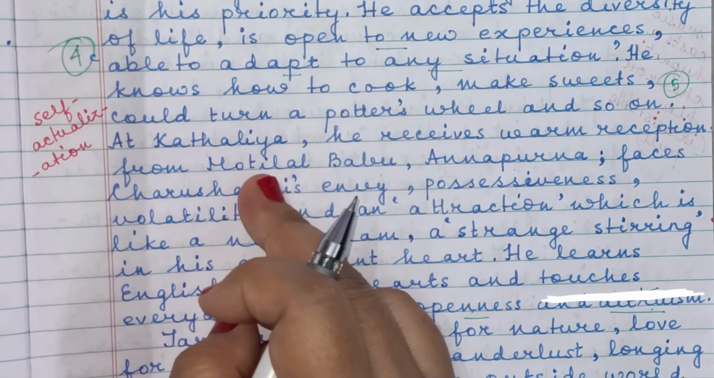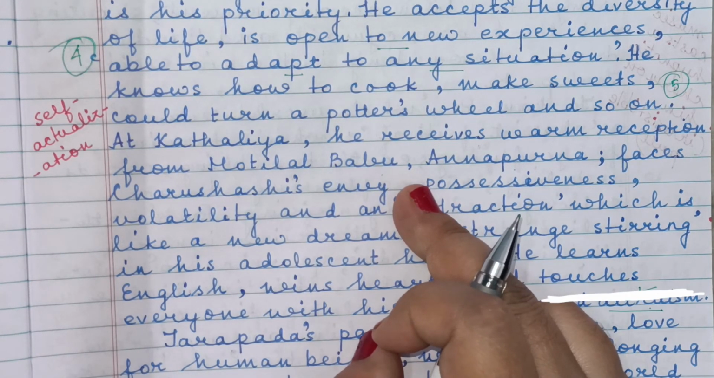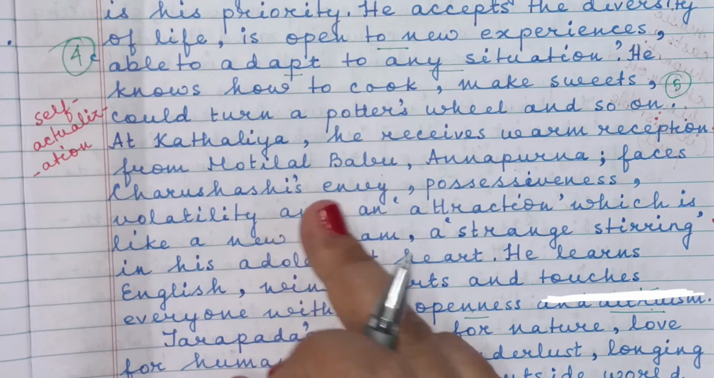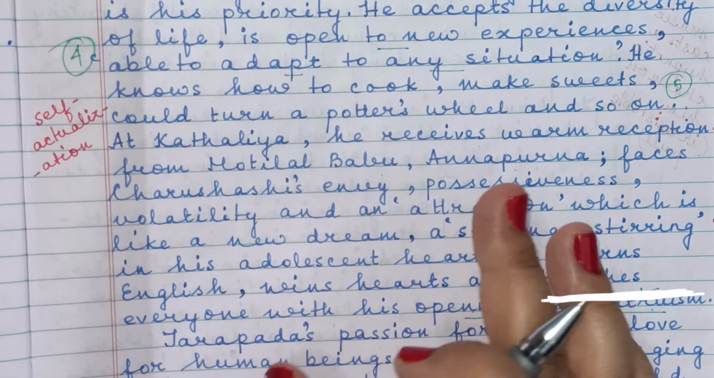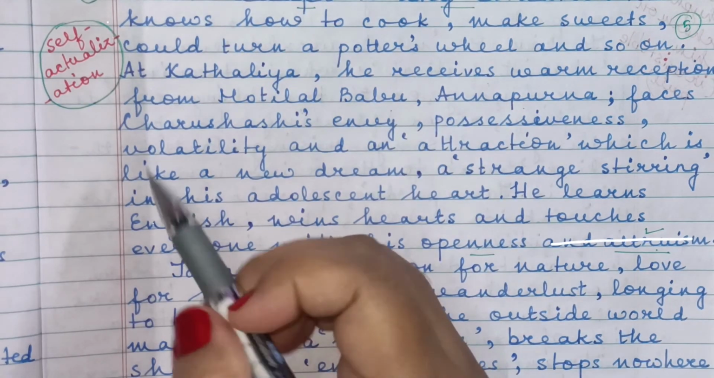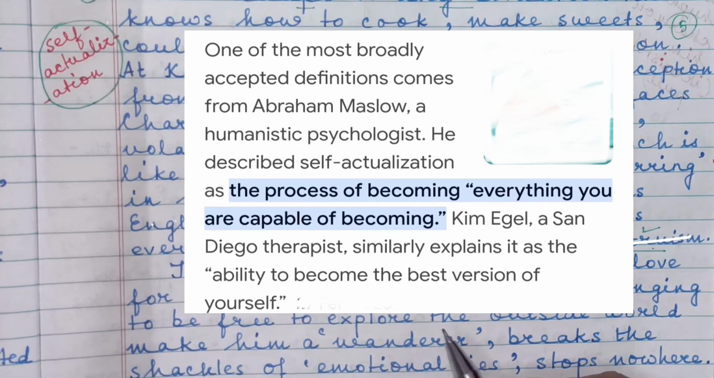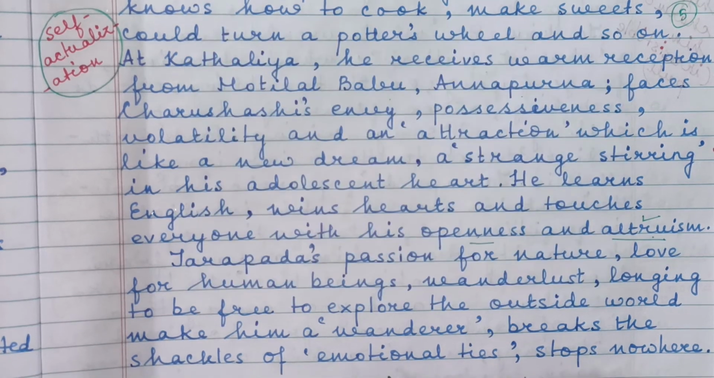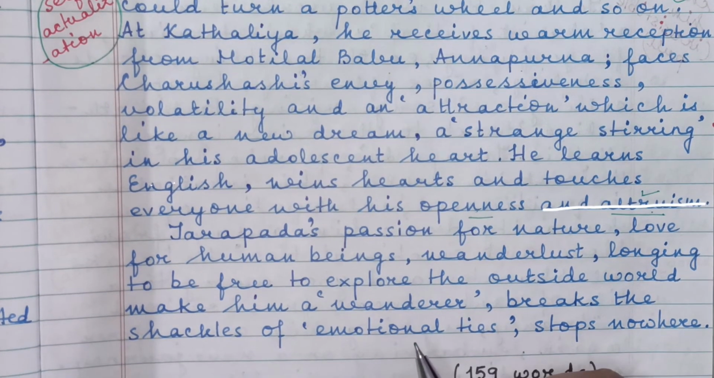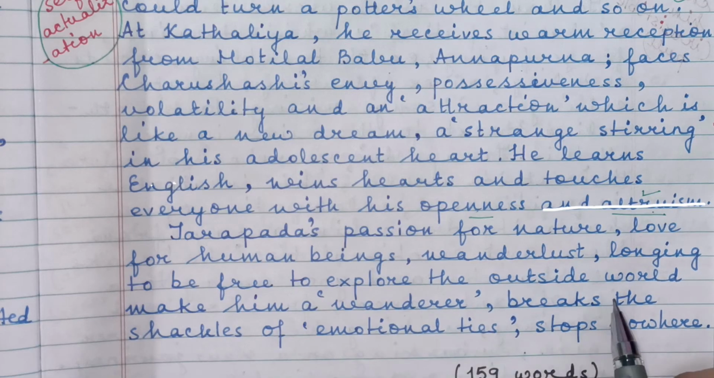At Kathalia, he is warmly received by the family of Motilal Babu. He meets Charushoshi over here, faces her envy, possessiveness. All these things happen because of his travels. Here we have the concept of self-actualization. What is self-actualization? Well, take a look. It's there on the screen. Tarapodo's passion for nature, love for human beings, wanderlust, longing to be free to explore the outside world make him a wanderer. Breaks the shackles of emotional ties, stops nowhere.